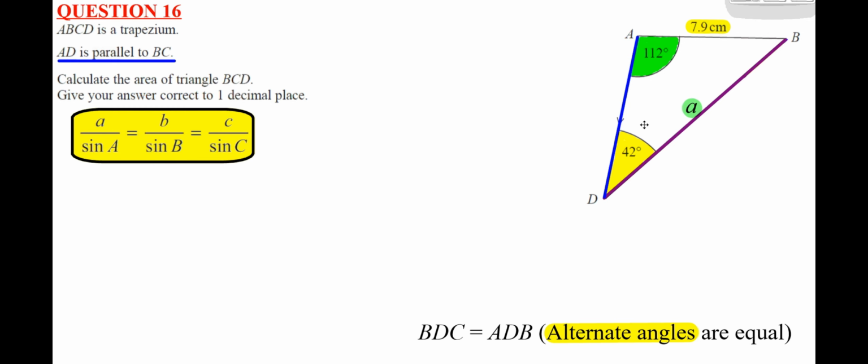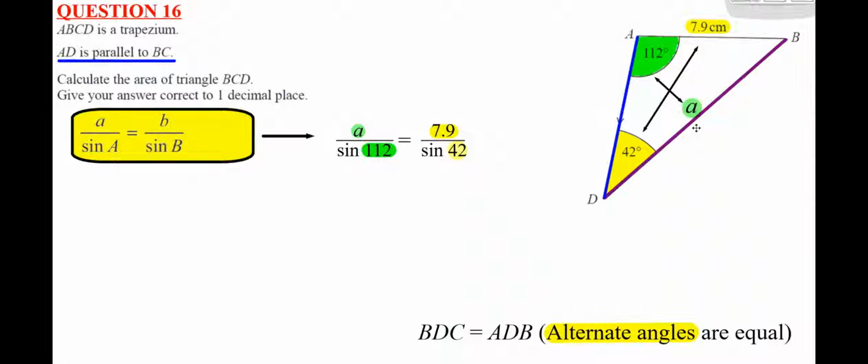This is one pair in yellow, the other pair in green. So if it makes it easier for you, ignore the C over sine C bit and think of it just as A over sine A equals B over sine B. I've labelled them as such, so if we sub in to this formula, we get that side A over sine of 112 must equal 7.9 divided by sine of 42 degrees. I'm going to colour it in green so you can see where the substitutions come from. That's A and that's 112. That's 7.9 and 42 degrees.